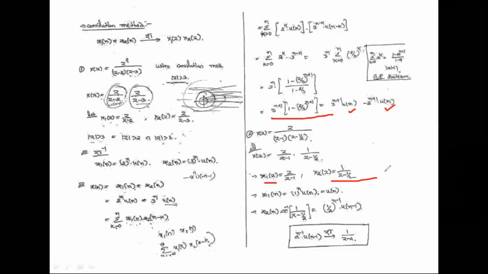Got it, my dear friends? For z by z minus a, we have a power n mu of n. For 1 by z minus a, the inverse is a power n minus 1 mu of n minus 1, shifted by one sample. Remember this one, this is also a standard function. So we get 1 power n mu of n for the first one, and the second one is (1/2) whole power n minus 1 mu of n minus 1.